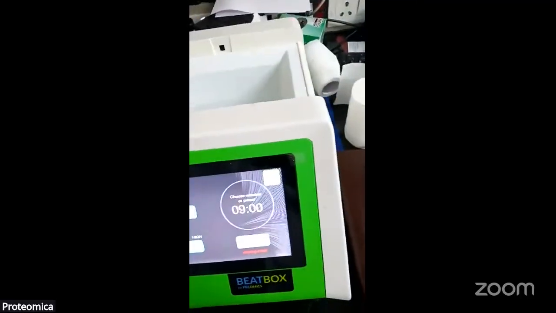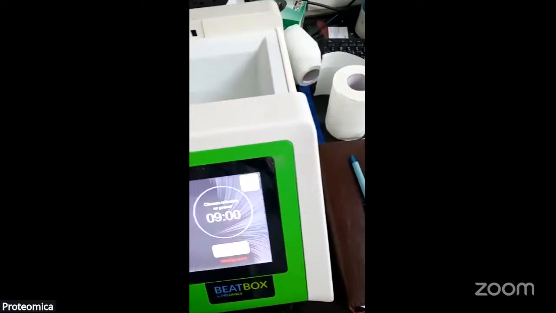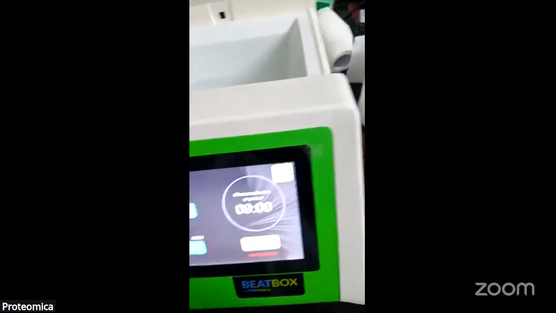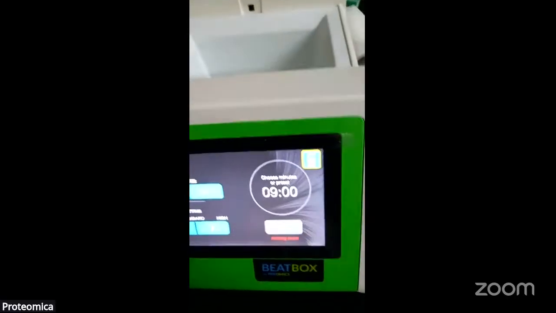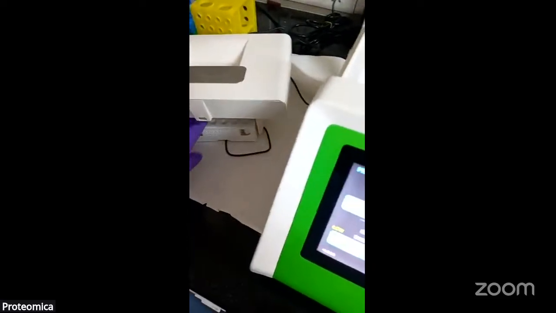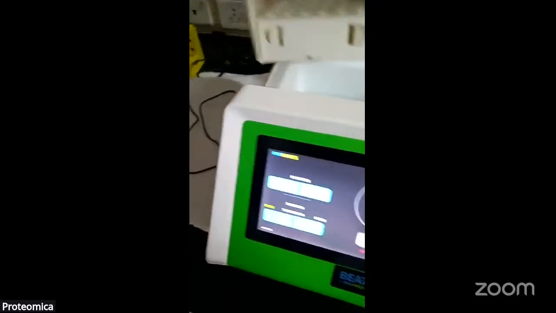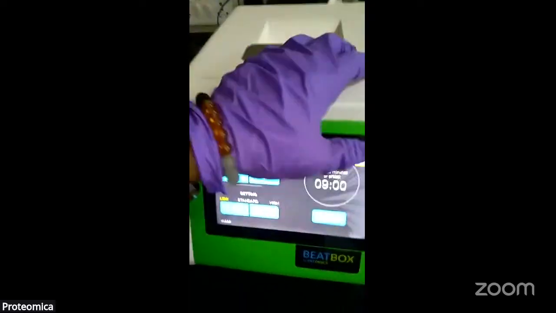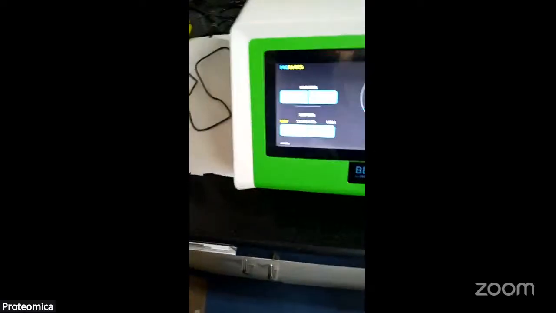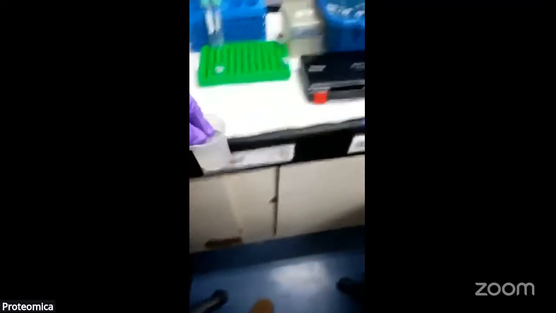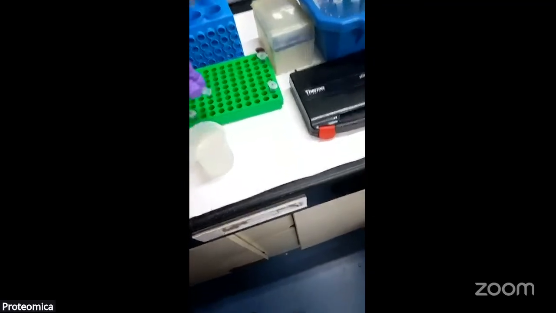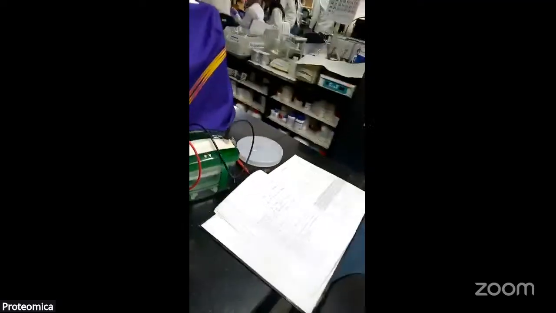As this is a demo, I will take out the sample. This is the apparatus inside. Very well, now my sample is lysed. Now we will initiate with the Bradford quantification. Sorry, the SDS-PAGE gel. So this is the gel apparatus that we have.